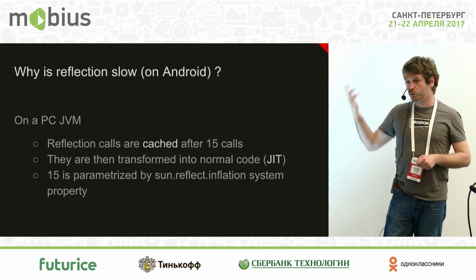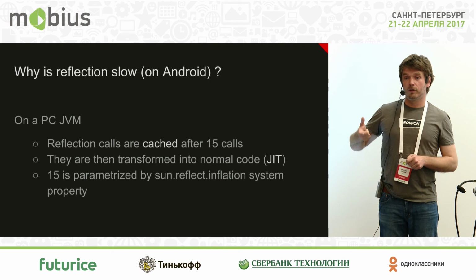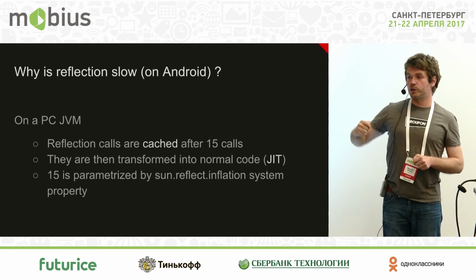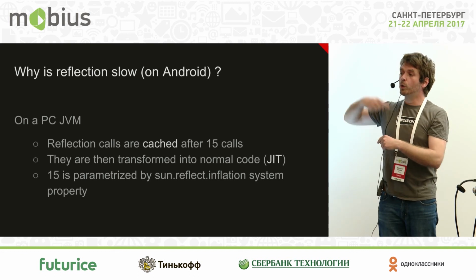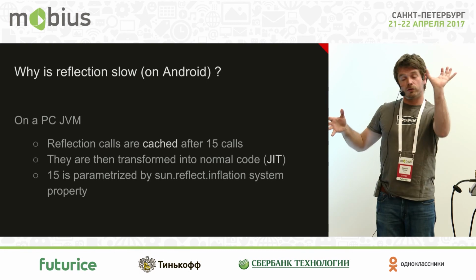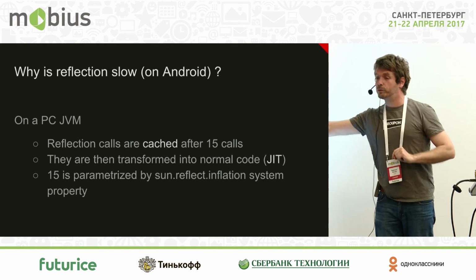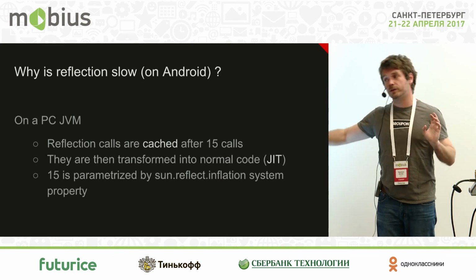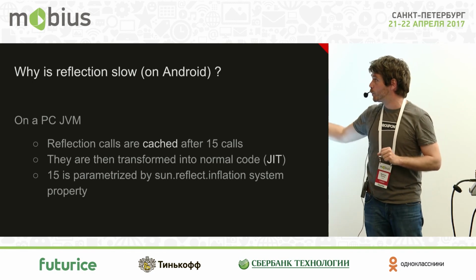So on a PC or on a server's JVM, the reflection calls are actually cached. So the first time you make a reflection call, it's going to be doing something a bit slow. But if you do the call like 10 times, 15 times, then it's going to get cached. So as soon as the JVM sees, oh, that's the same call I did before, it uses the cached version. And the code gets executed super fast. So there is no real reflection anymore after a few calls.